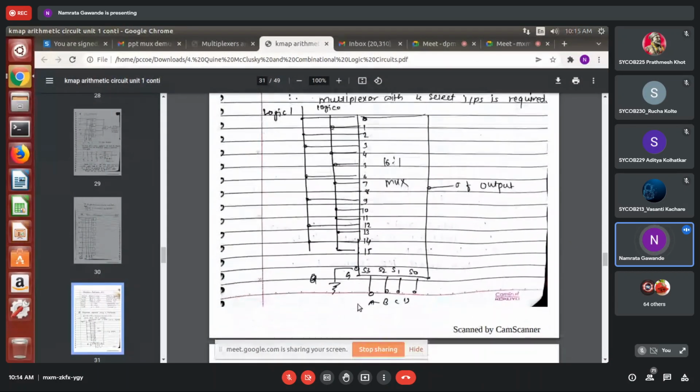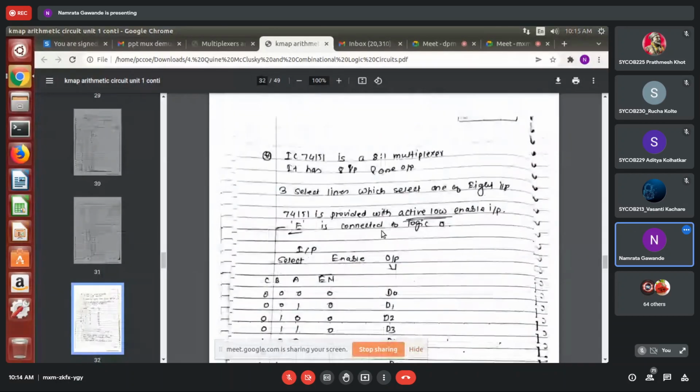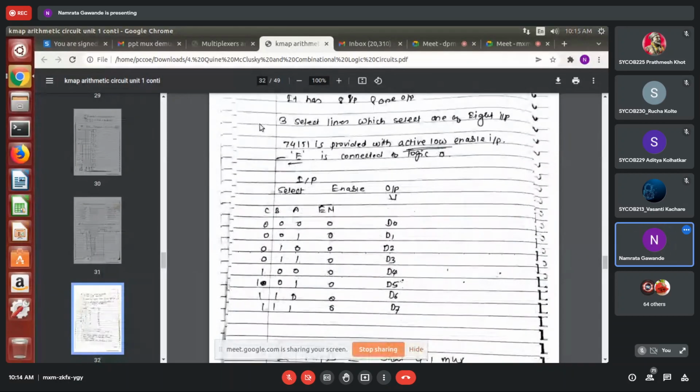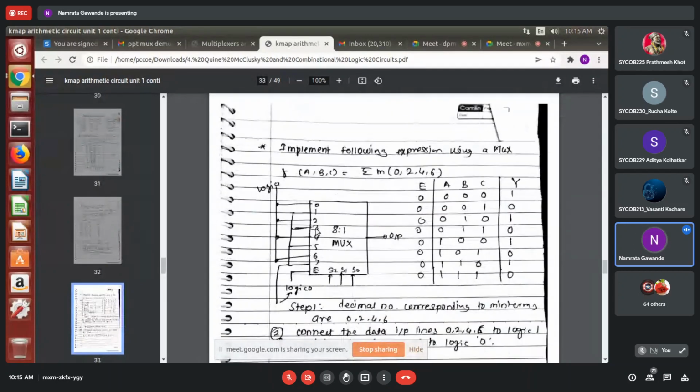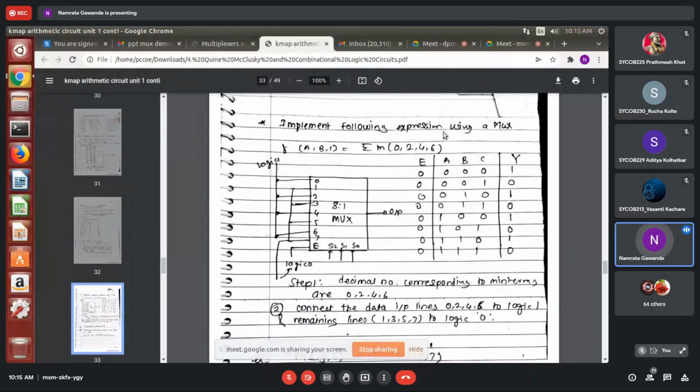Here this circuit is given, and here you can see. Now we'll see one more example so you will understand again. Okay, see, implement the following expression using a mux. Now this expression is given. How many variables are there? 3 variables, right? You can see A, B, C.